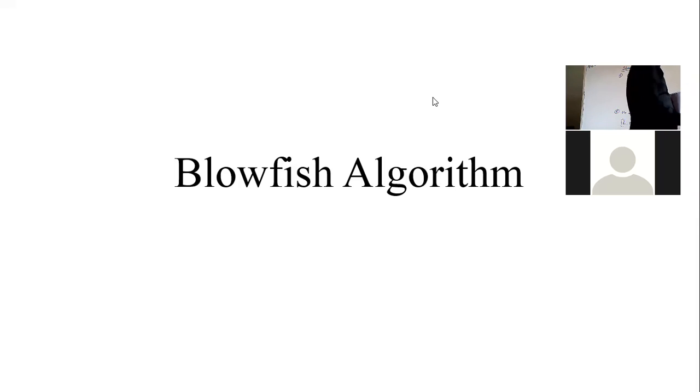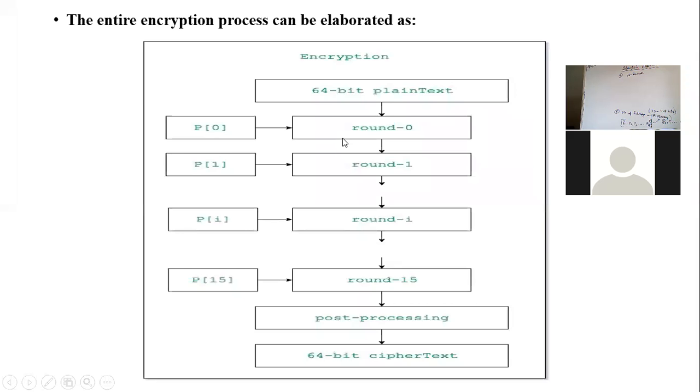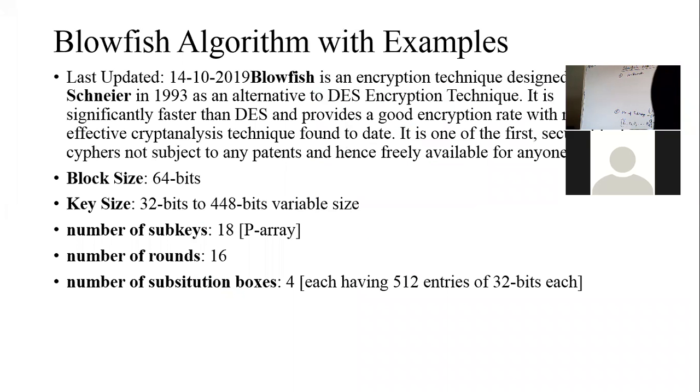We have total 18 sub keys that are represented as P0 to P17, or you can represent them as P1 to P18. It totally depends upon you.